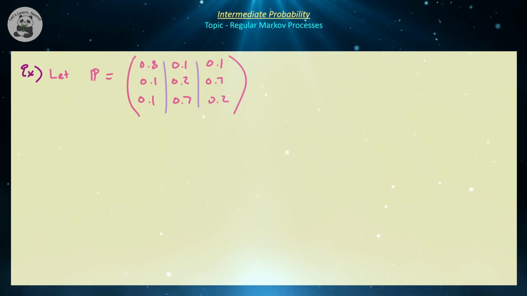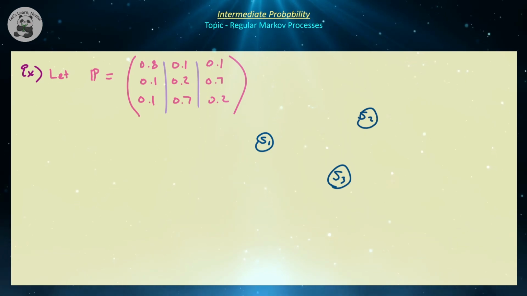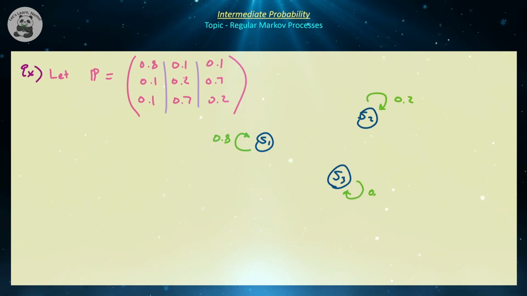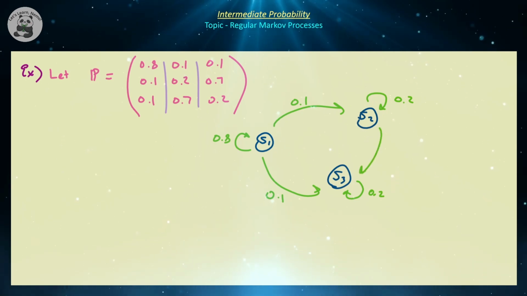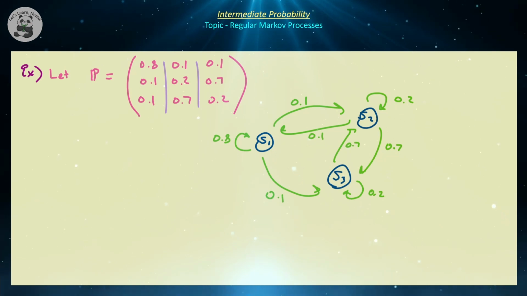And if we look at the transition diagram, where we have three states, S1, S2, and S3, everybody is going to have a probability in this particular picture. From 1 to 1, we have 0.8. From 2 to 2, we have 0.2. From 3 to 3, we have 0.2. From 1 to 2, we have 0.1. From 1 to 3, we also have 0.1. From 2 to 3, we have 0.7. From 2 to 1, we have 0.1. From 3 to 2, we have 0.7. And lastly, from 3 to 1, we have 0.1. So that is our transition diagram.